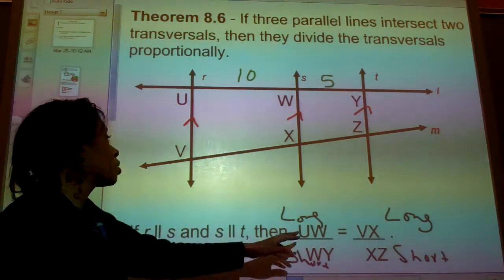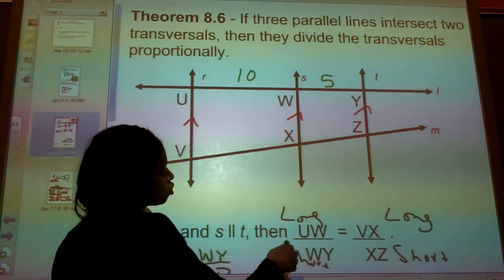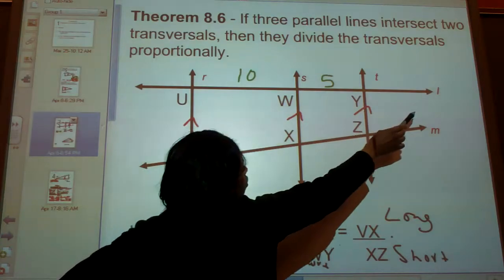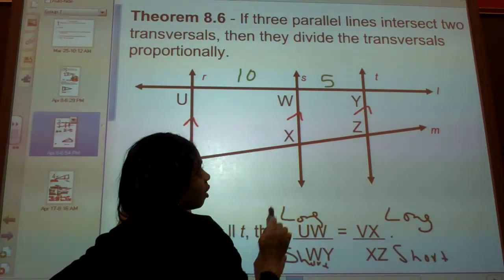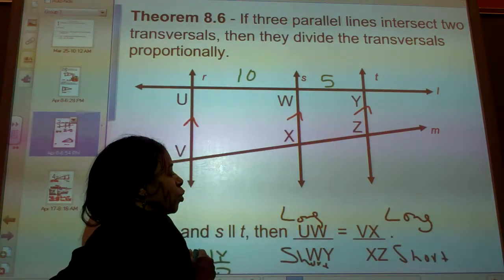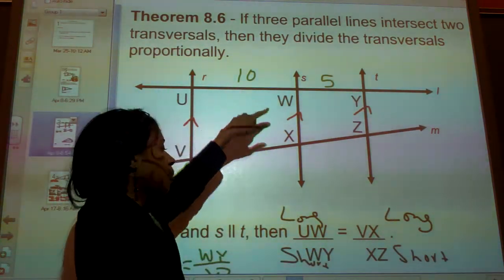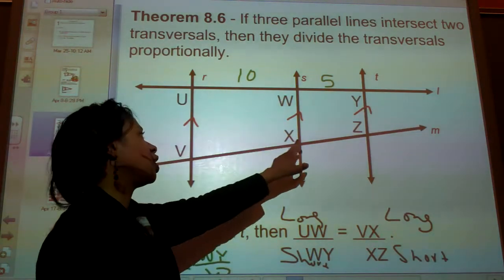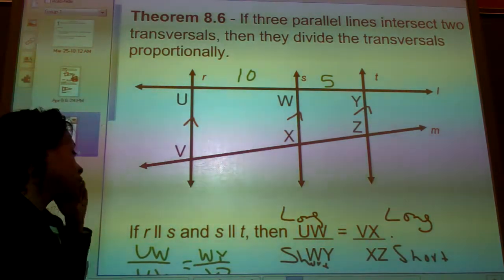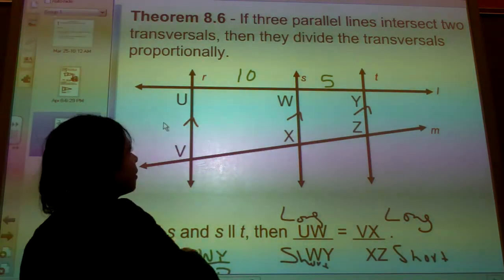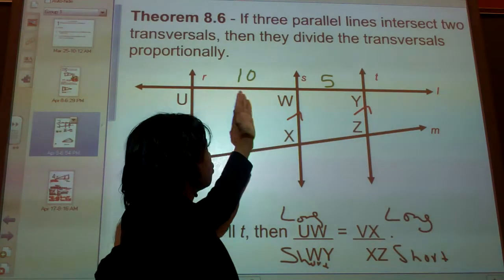Okay, so the two long pieces, UW over, and let me back up, the short piece here on the same line, which is line L. So UW here compared to the shorter piece, WY, equal to, on the bottom row now, the long piece first, because I did the long piece in the top first, and I did the long piece in the bottom first, which is VX compared to XZ on the short. Okay? Directly proportional.